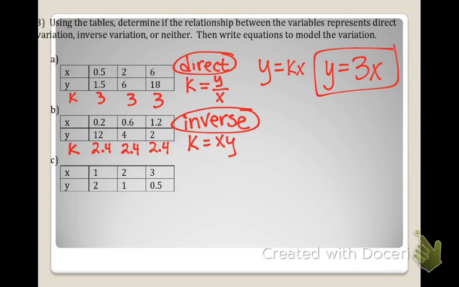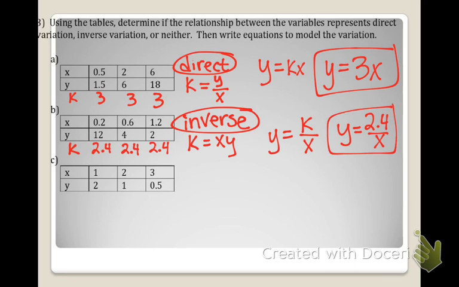Now we have to write our final answer for an equation that models it. Remember, our general form is y equals k over x. So when we plug in just our k, we're left with y equals 2.4 over x. Questions, concerns?